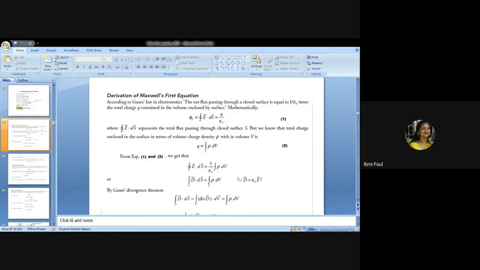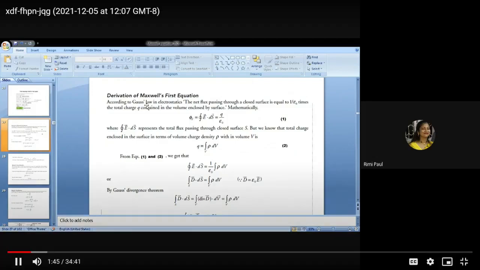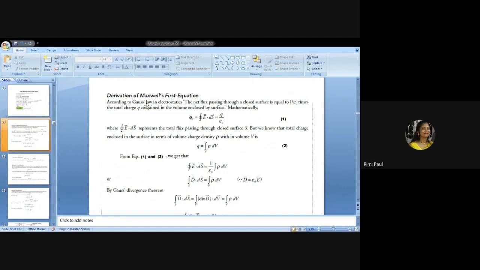If I derive Maxwell's first equation, we can see that according to Gauss law in electrostatics, through a closed surface, the flux, meaning electric flux, the net flux, not magnetic flux, passing through a closed surface is equal to 1 by epsilon naught times the total charge Q enclosed or contained in the volume enclosed by that surface.